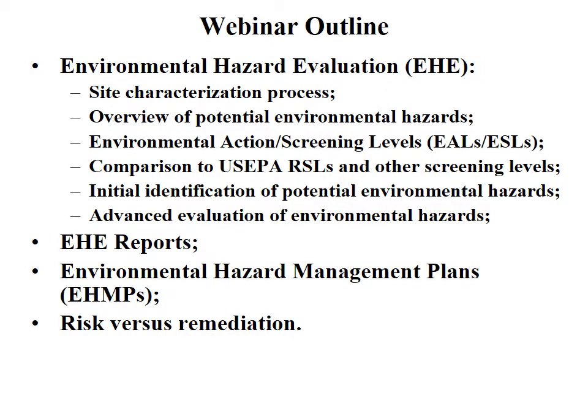And we're going to end up discussing issues of risk versus remediation and how screening levels or action levels are usually designated or developed based on a more conservative risk than the risk that we would actually use to require remediation at a site. This is a very key point for risk assessors and also for people involved in remediation and making decisions if a site needs to be remediated.